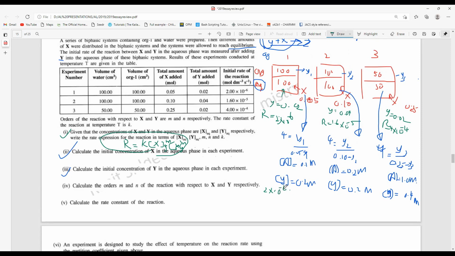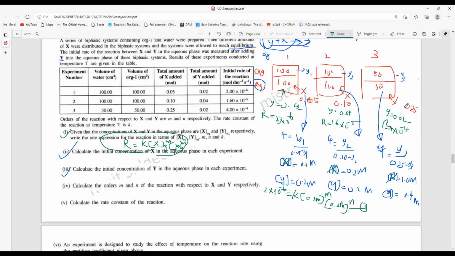10 to the power minus 6. So write everything including the units, which should be equal to the rate constant times the concentration of x. Okay, so this is the concentration of x, not A. Sorry, yes, the concentration of x. What is the concentration of x? 0.1 M to the power m. And then what is the concentration of y here? 0.2 M to the power n. So this is my one equation.